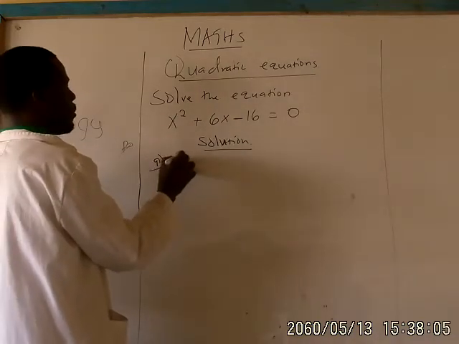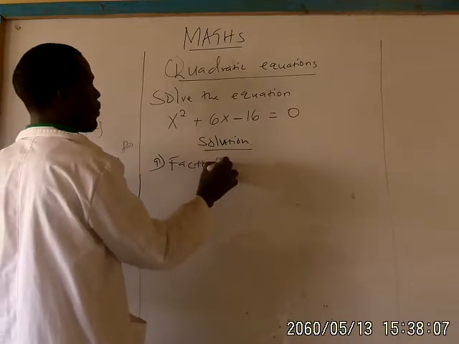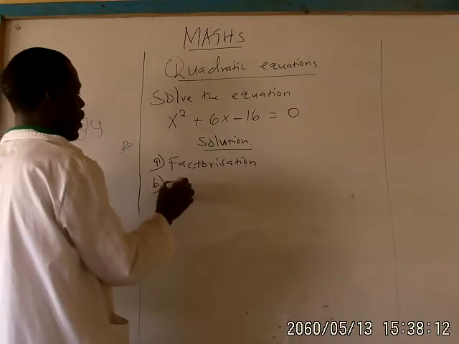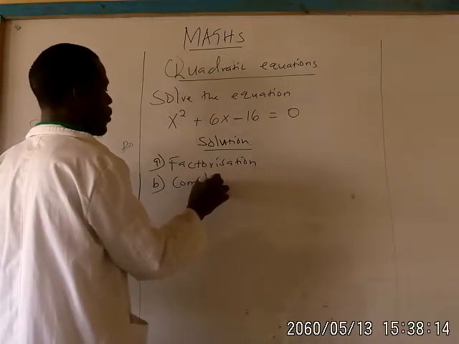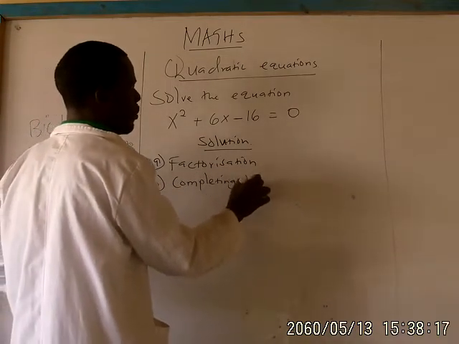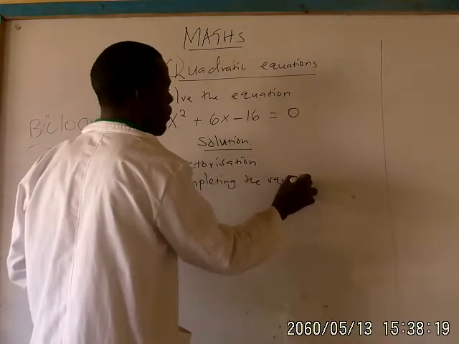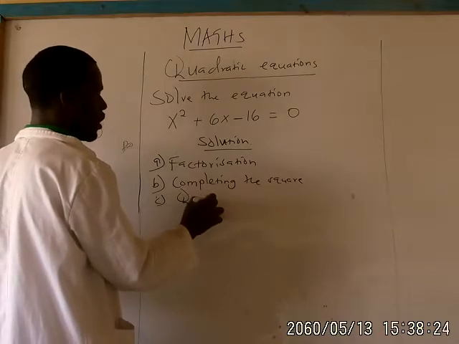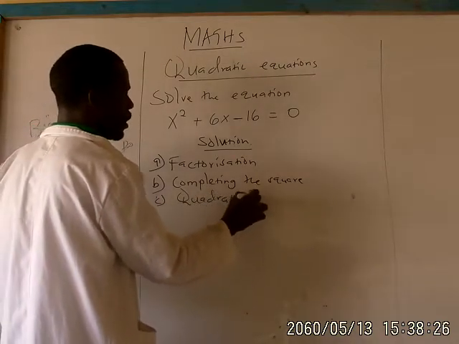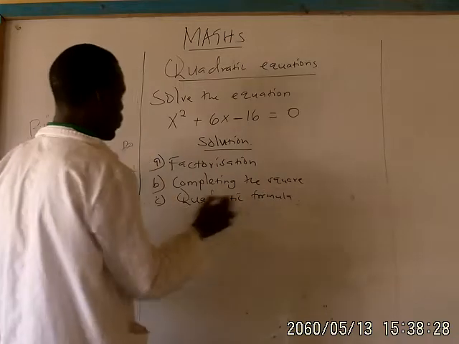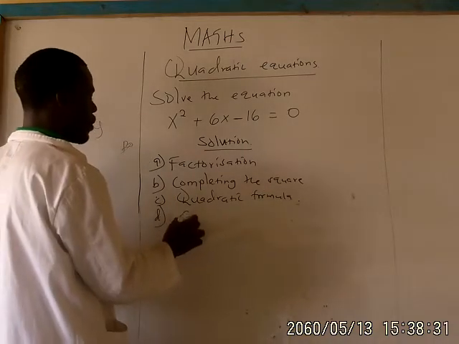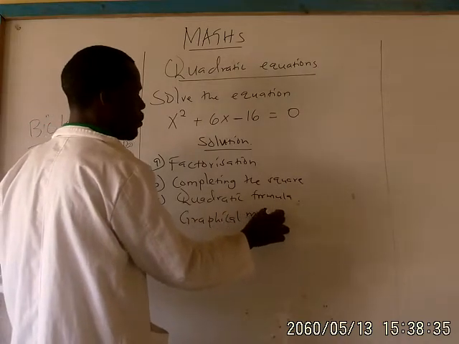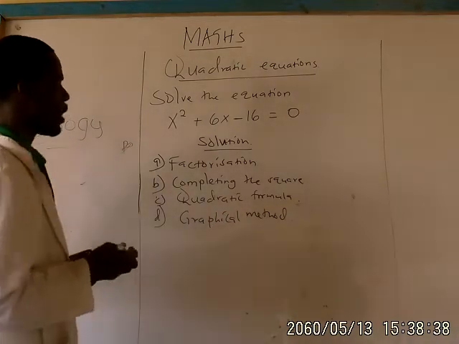Method 1 is factorization. Then method 2 is the completing the square method. Method 3 is the quadratic formula. Then you can also use the graphical method. Those are the possible methods that you can apply to that equation.